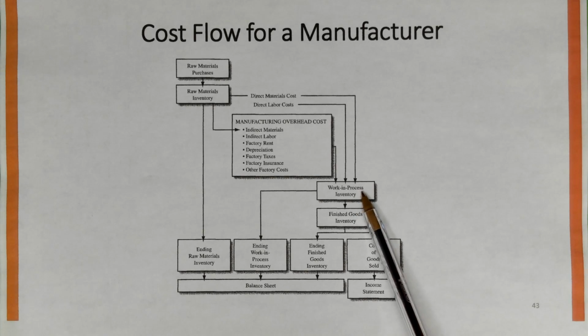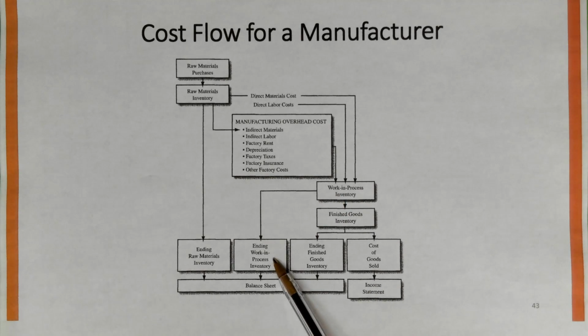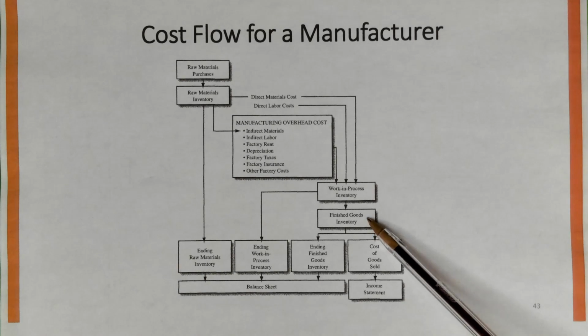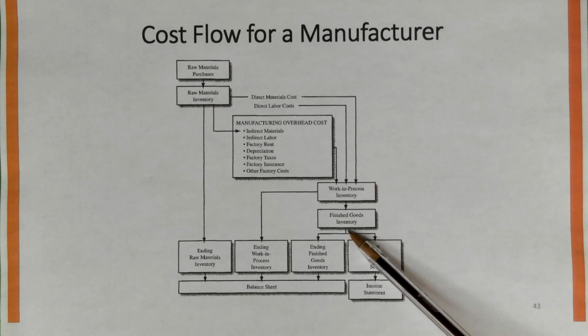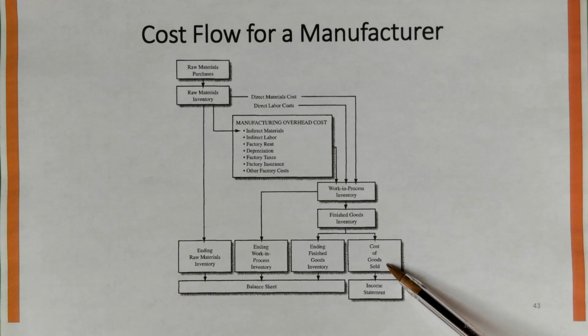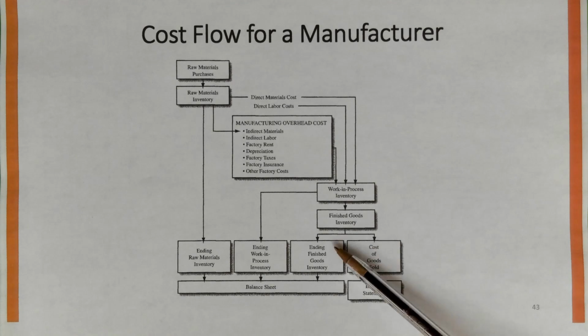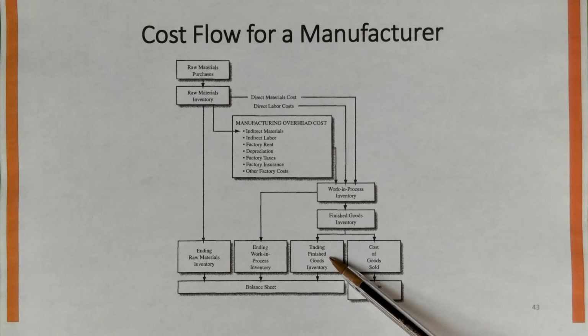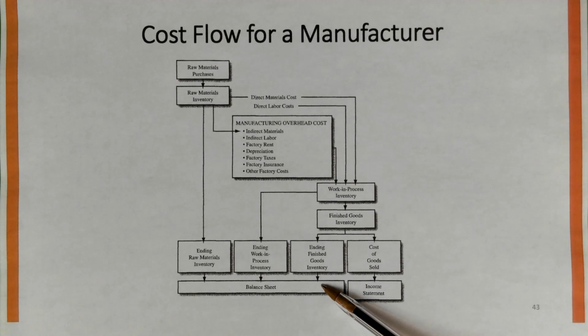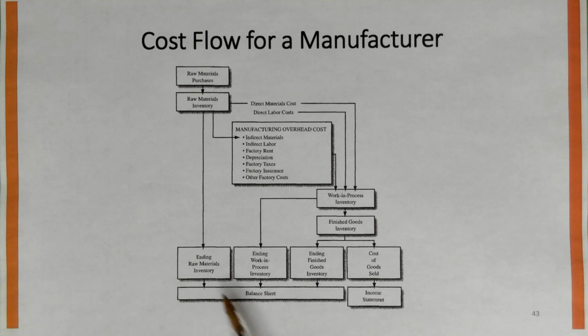But some of the goods aren't finished, and the ones that remain become part of our ending work in process inventory. With respect to finished goods, some of these goods are sold, and when they are sold, we transfer the cost out of finished goods inventory and take it to cost of goods sold, and cost of goods sold appears on the income statement. The goods that remain unsold become part of our ending finished goods inventory, and they appear on the balance sheet. So all of our ending inventories appear on the balance sheet, and cost of goods sold appears on the income statement.